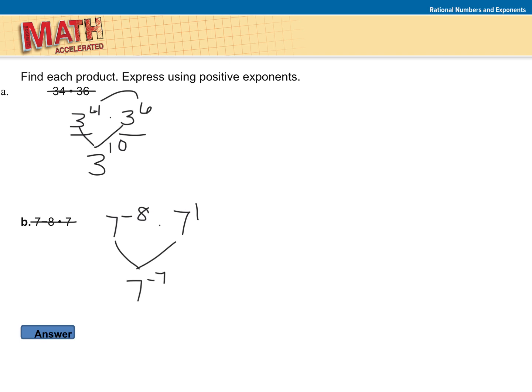-7. Can I leave my answer like this? No. Why? Because it's negative. Yes, because we have that negative exponent. So remember, treat this as over 1. How do we turn it positive? Flip it. So we have 1 over, what do we have on the bottom? 7 to the positive 7, right? Flip it, it becomes positive.